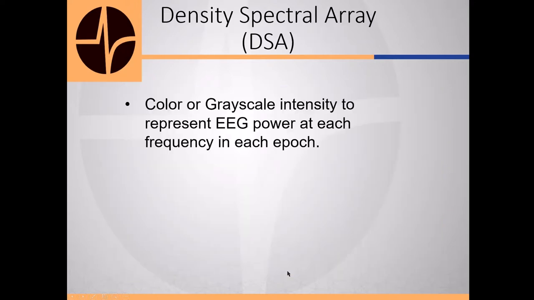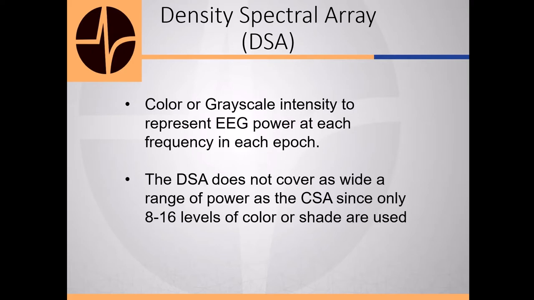DSA uses a color or grayscale to represent the EEG for each frequency. Generally, only 8 to 16 colors or shades are used, so it doesn't cover as wide a range of power as CSA. And another problem is if the tech or the physician is colorblind. I worked with a male tech who was colorblind, with red, orange, and green, blue color blindness.